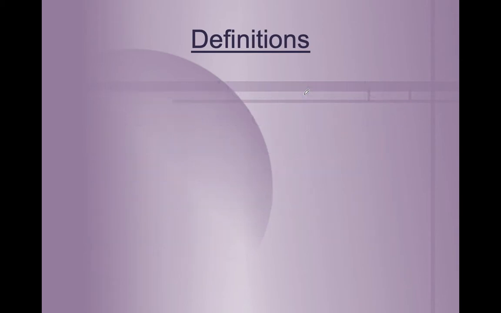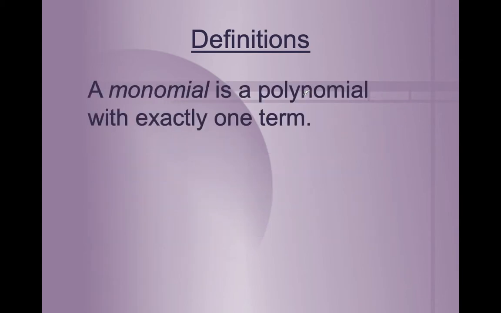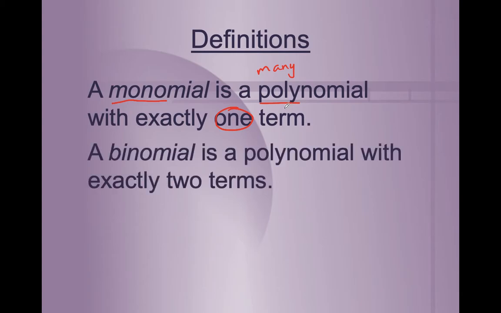All right, we'll look at some examples here. A monomial. Do you know what mono means? Mono means one. So you can remember a monomial is a polynomial. What does poly mean? You know what that means? That means many. So a monomial is a polynomial with exactly one term. A polynomial has many terms.